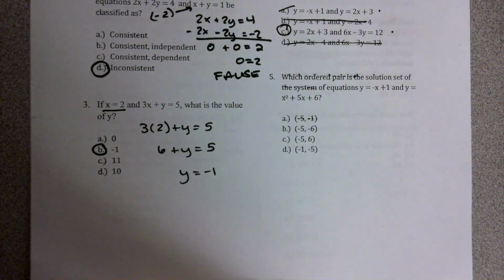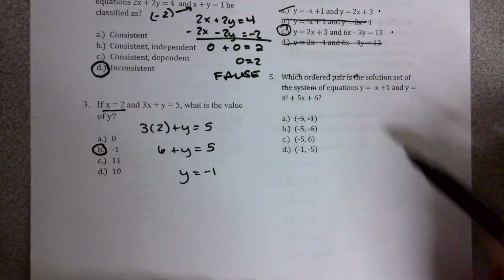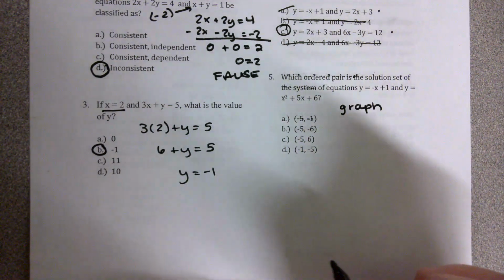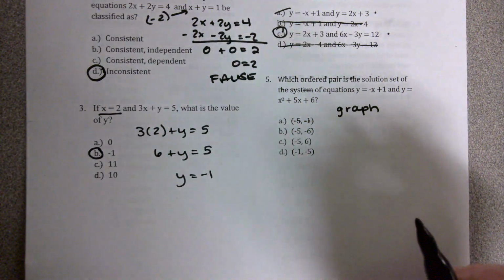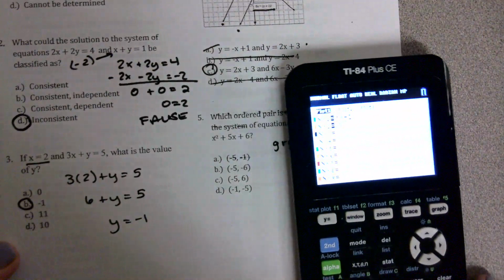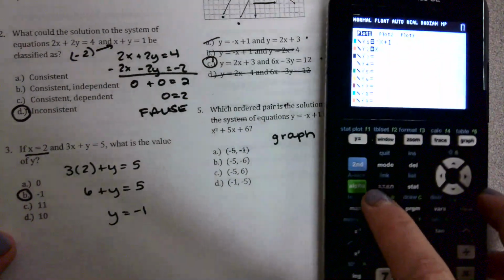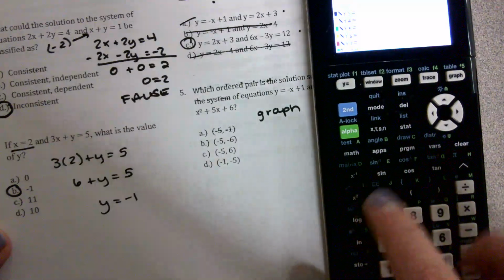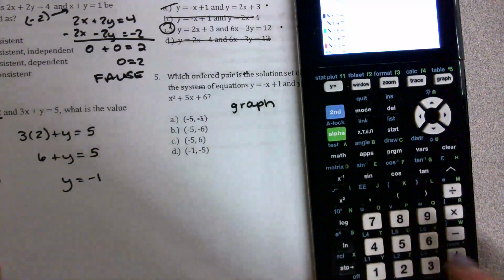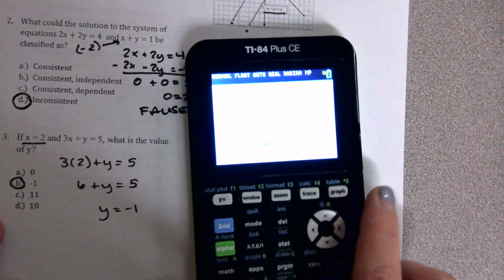Number 5, which ordered pair is a solution set of these equations? If you graph in your graphing calculator, I will show you. So I'm going to put these in. X squared plus 5x plus 6. Hit the graph button.